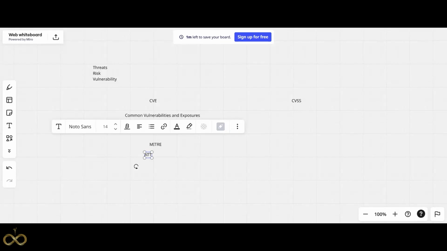It's written like this. Don't get confused in this, I'll simplify it. One of the most famous frameworks used under MITRE is the ATT&CK framework. Now this ATT&CK has a full form. ATT&CK means adversarial tactics, techniques, and common knowledge. That also I'll write.